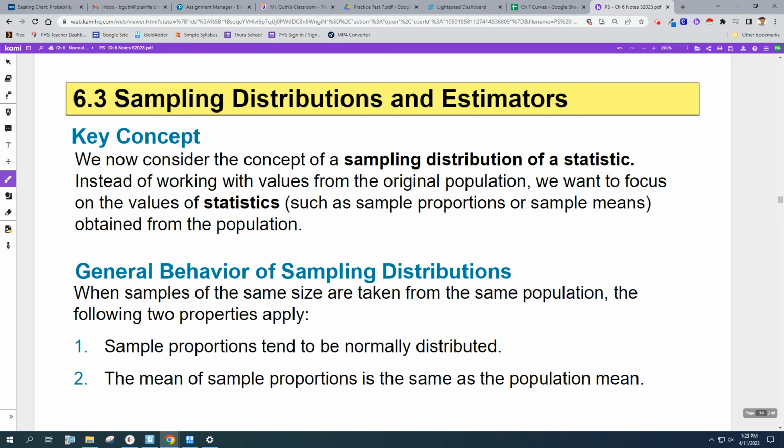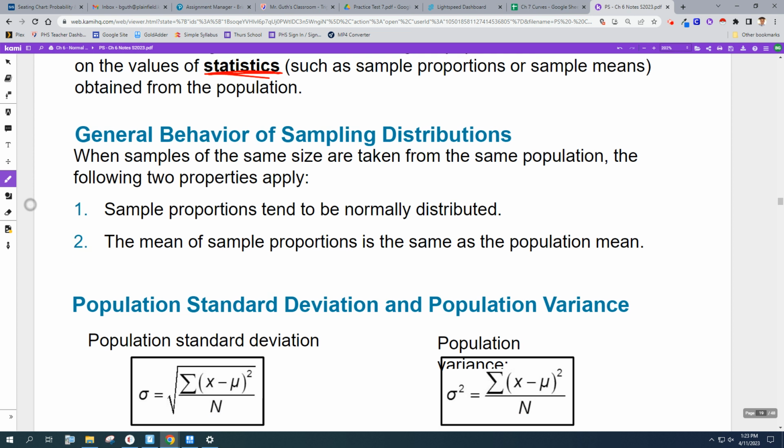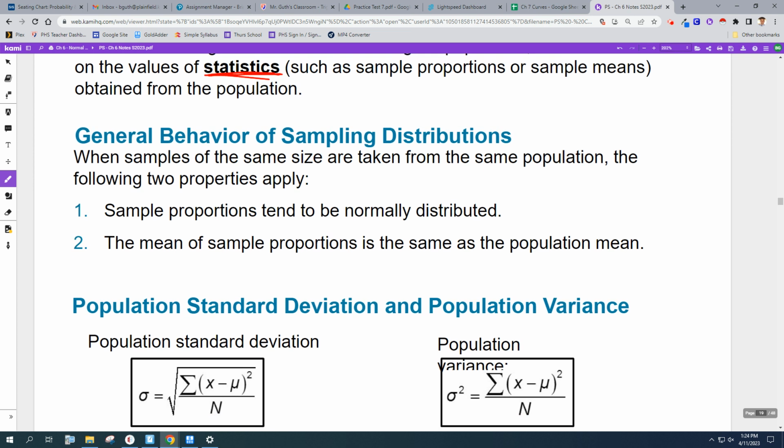6.3 sampling distributions and estimators. One thing we're going to be talking about is a sample. And earlier in the year, we talked about statistics coming from a sample instead of a population, or proportions or something like that. Okay.